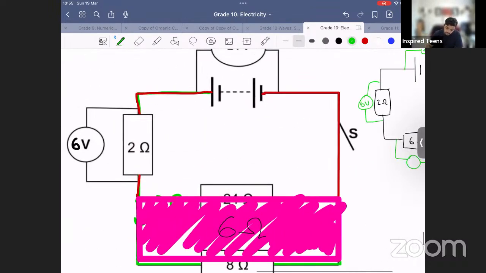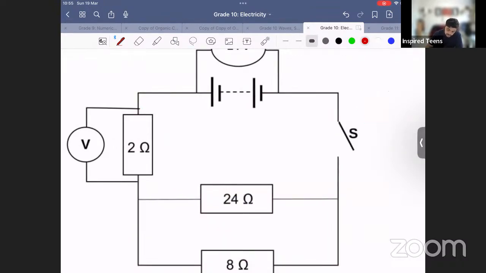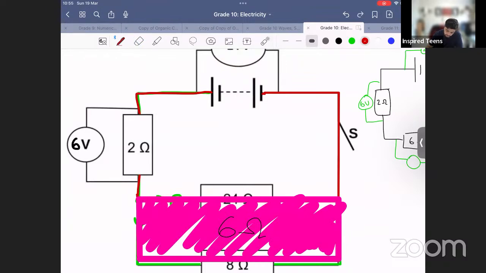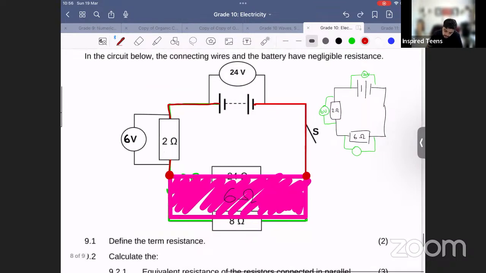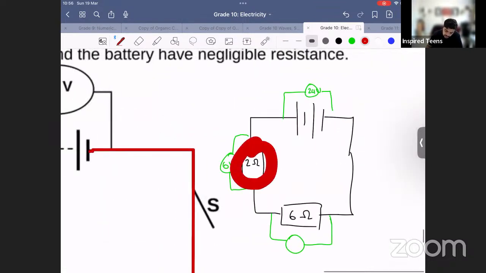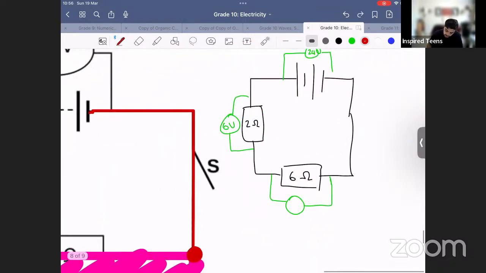So I was saying that this entire thing is like a series connection. The 6 ohms is like a series connection because the effective resistance of the parallel circuit is 6 ohms, right? So I could redraw this entire circuit with the 2 ohms that's currently in series, and the parallel connection, which I could just replace with one 6 ohm resistance connected in series as well.